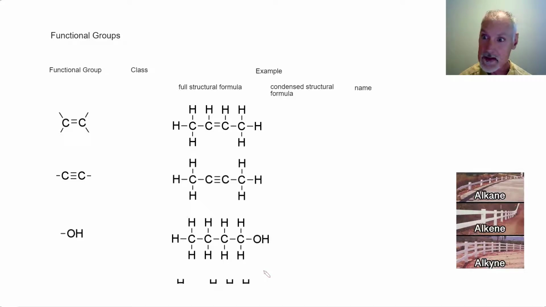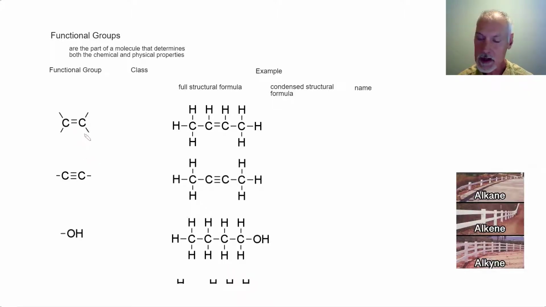Hi, this is the first of two programs that take a look at functional groups. Functional groups are that part of a molecule that determines both its chemical and its physical properties. The functional group also determines the class of chemical. And let's look at what that means.